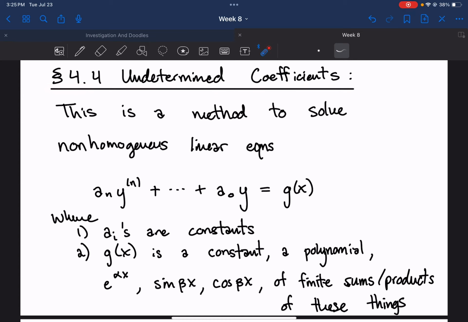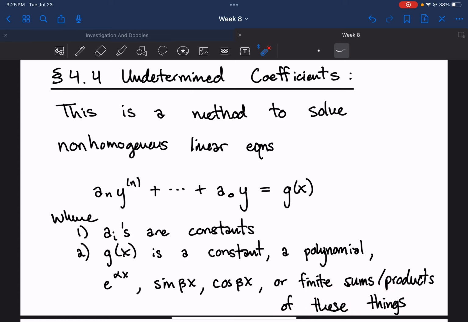Undetermined coefficients only works when g of x is a constant, a polynomial in x, something involving e, like e to the alpha x, sines and cosines, or finite sums and products of these things.